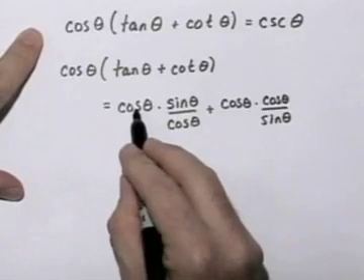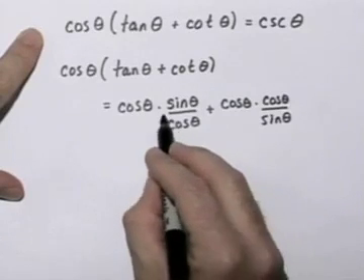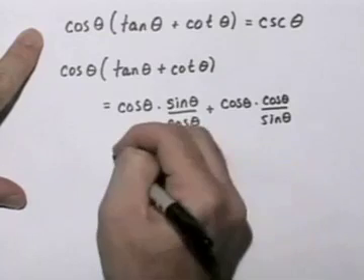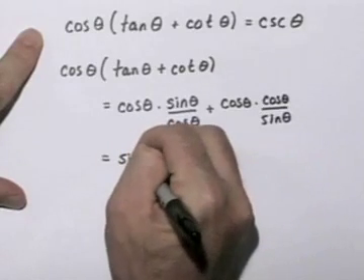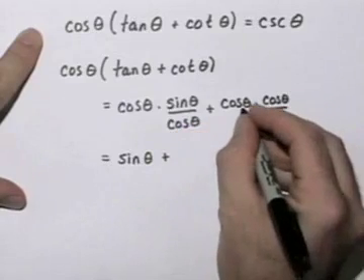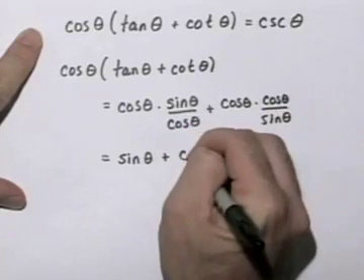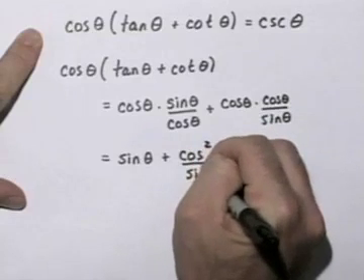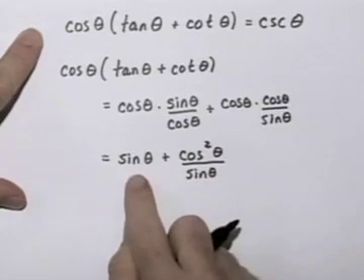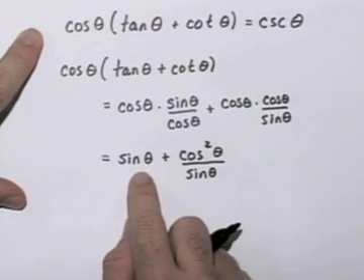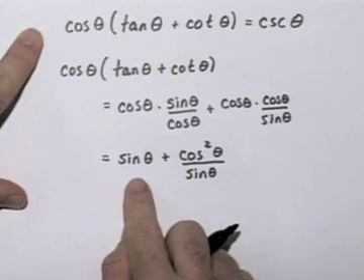Now, like I said, on the expression on the left, we have cosine theta over cosine theta. They divide each other out, and I'm left with sine theta plus cosine theta times cosine theta is cosine squared of theta over sine theta. Now you have two expressions that are to be added to each other. To do this, we're going to find a common denominator, sine theta.